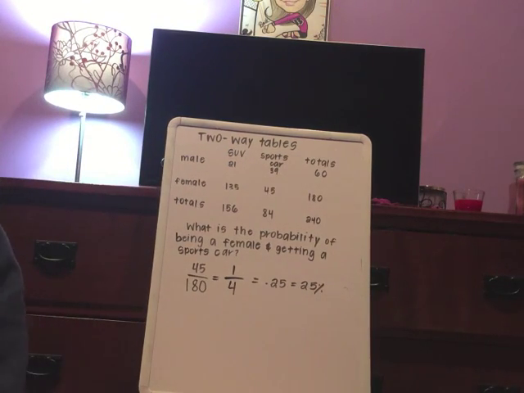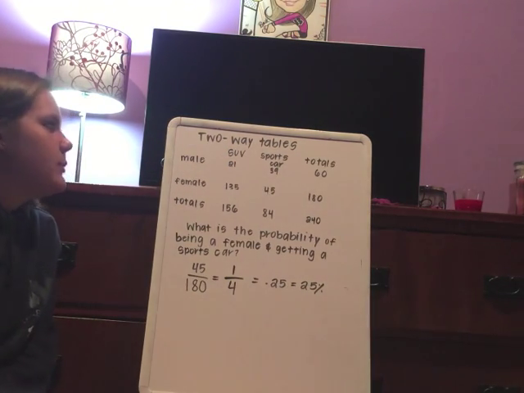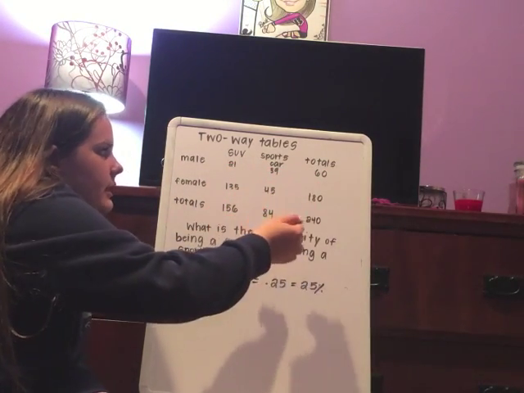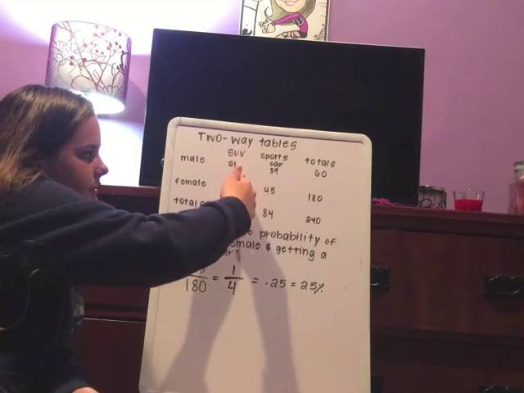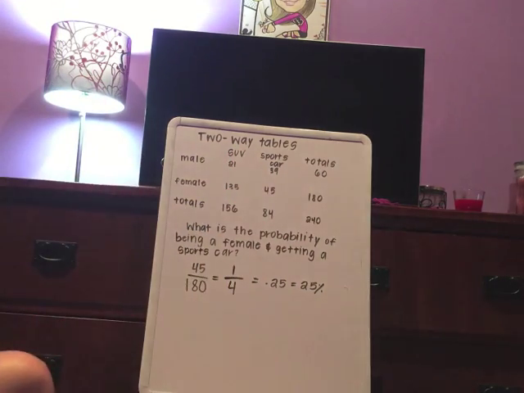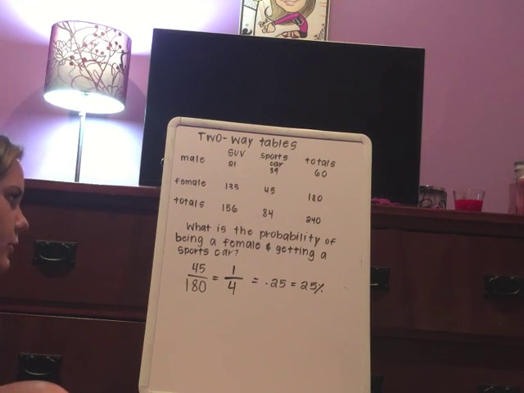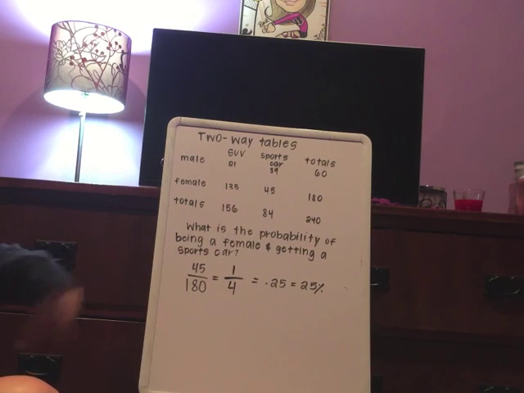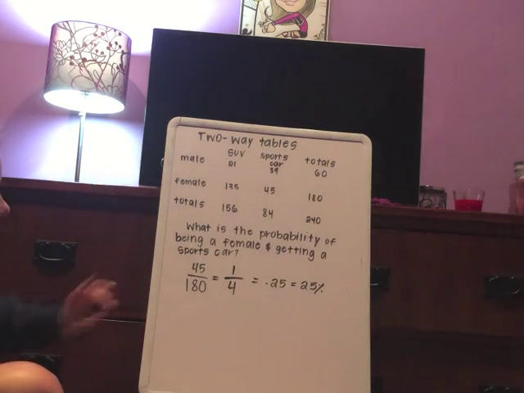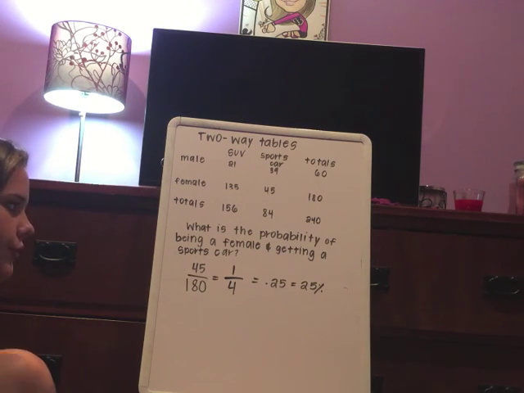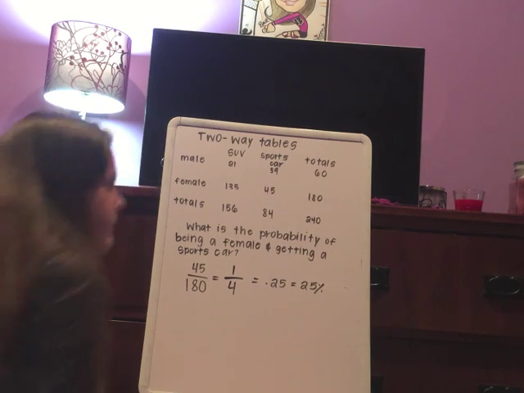Okay, so this is a 2-way table, and basically these 2 add to get to this, these 2 add to get to this, and so on, just a lot of adding. And then the question is, what is the probability of being a female and getting a sports car? The females that have a sports car is 45, so you do 45 over the total amount of females, which is 180. When you simplify it, that equals 1 over 4. And if you do the math on the calculator, it'd be 0.25, which is 25%.